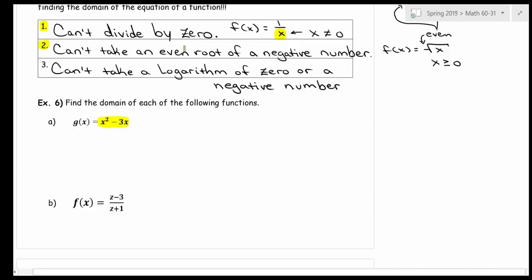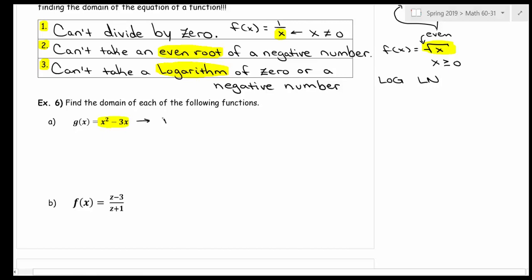Number 2, are there any even roots? Do we see any radicals? No, I don't see any radicals, so I don't have to worry about number 2. Number 3, are there any logarithms? No, we'd know if there was a logarithm because it would say something like log, right? And it doesn't say anything like log or ln, so we don't have to worry about that one. So whenever you don't have any of these 3 things occurring, the domain of a function is always going to be all the reals, all real numbers.